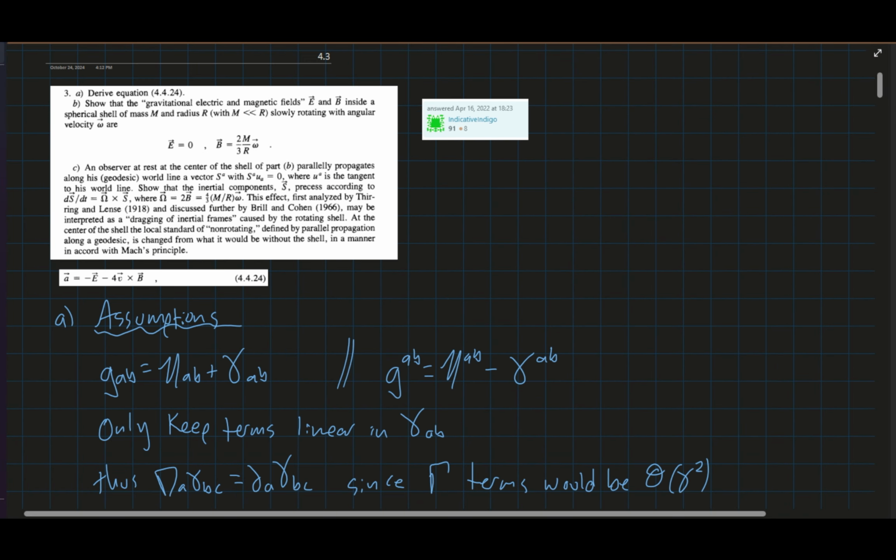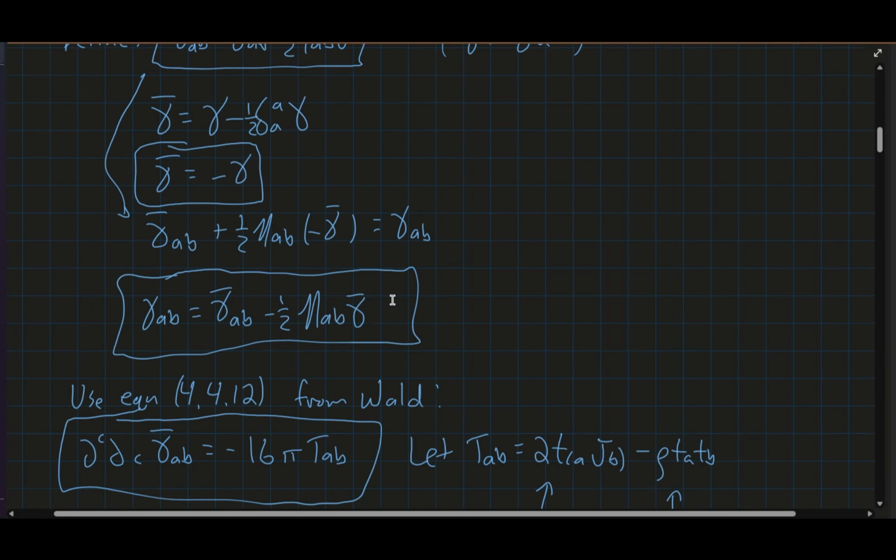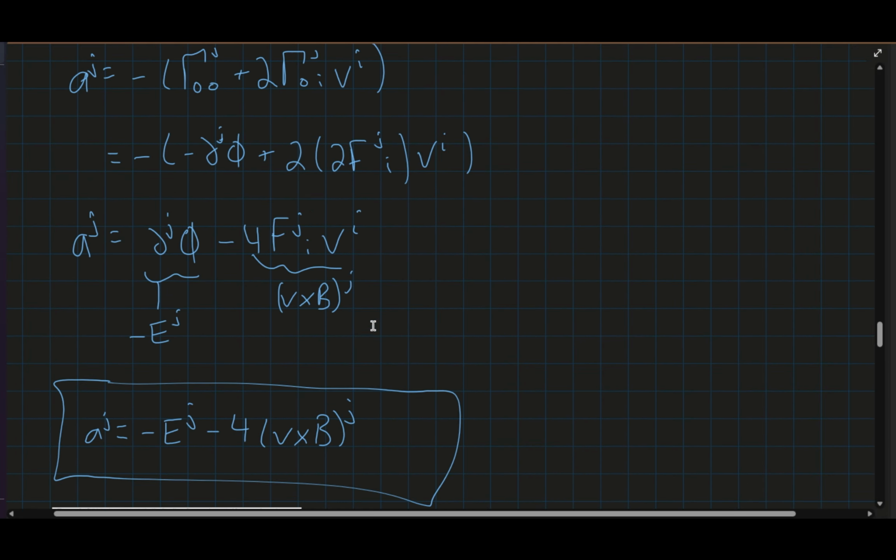Okay, and now finally we can have a look at part C. So part C says that an observer at rest at the center of the shell of part B parallelly propagates along his geodesic world line a vector S^A, where S^A U_A is 0 and U^A is the tangent to the world line. So you want to show that the inertial components S process according to this equation, where omega is 2B. And yeah, it talks a little bit about the history of the effect. So that's fine. Let's just go ahead and get right through this.